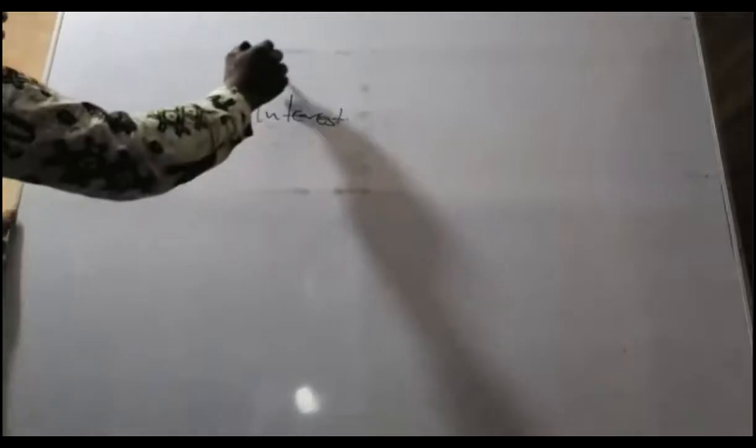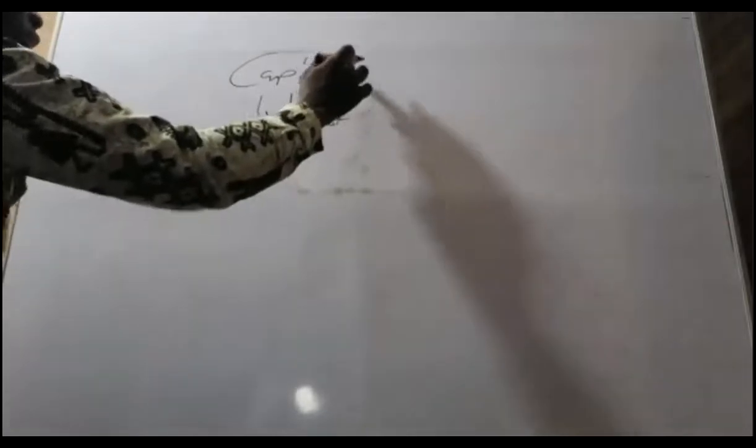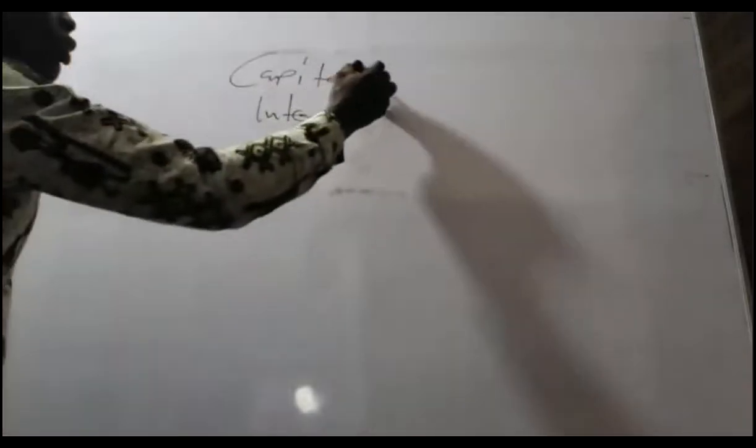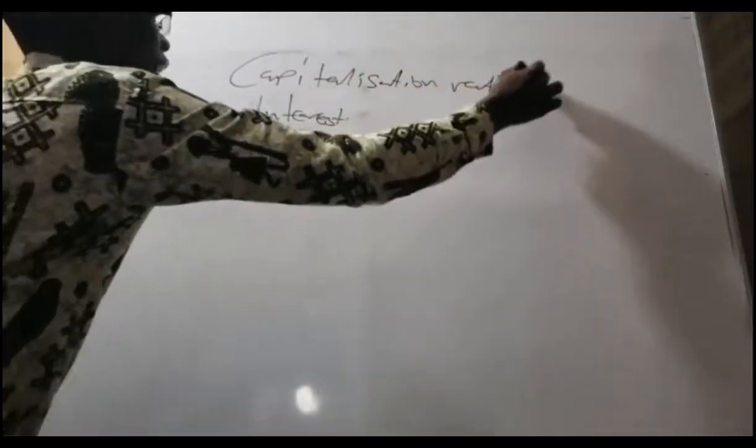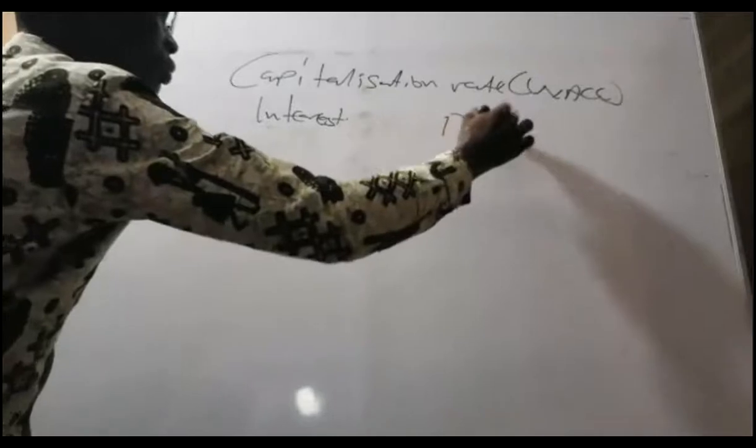So what are you doing? We are looking for the capitalization rate. The capitalization rate, that's the WACC, weighted average cost of capital. So interest and debt, we are done.